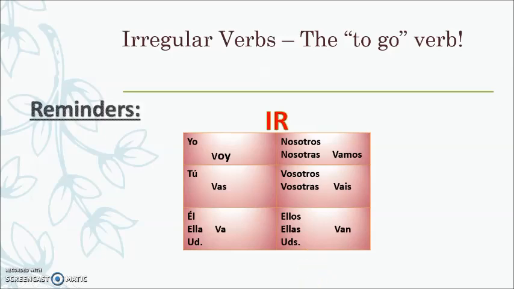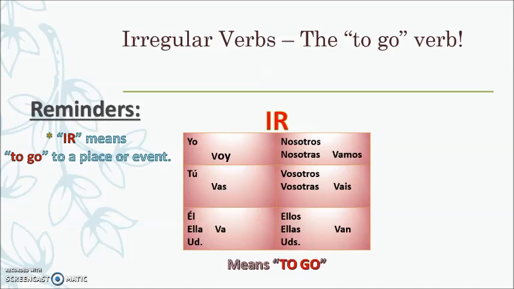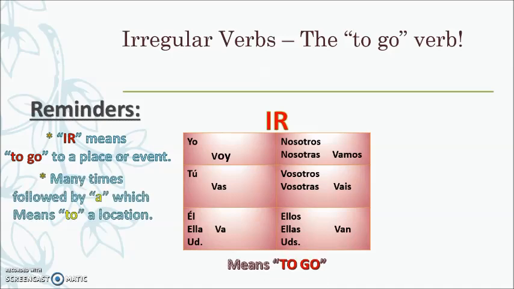And here are some reminders about this verb. Ir means to go to a place or to an event. And many times it is followed by the word a, which means to a location. So since ir means to go, most times you're going to a location, and that is why. So that can be a good indication in a sentence that you should use ir.